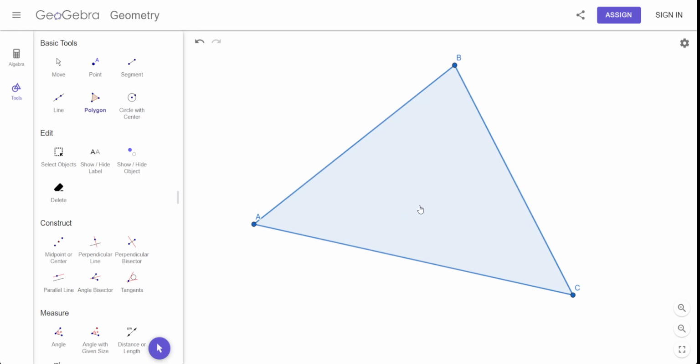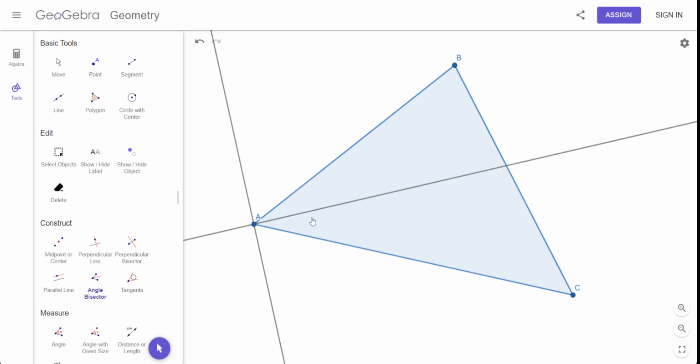Bisect the angles. Very good. We bisect the angles. So here we go. Let's bisect the angles. So where was that? Right there. Angle bisector. Do you see it? So now I click on this one and I click on this one and boom, it bisected the angle. We're going to get rid of all those lines.